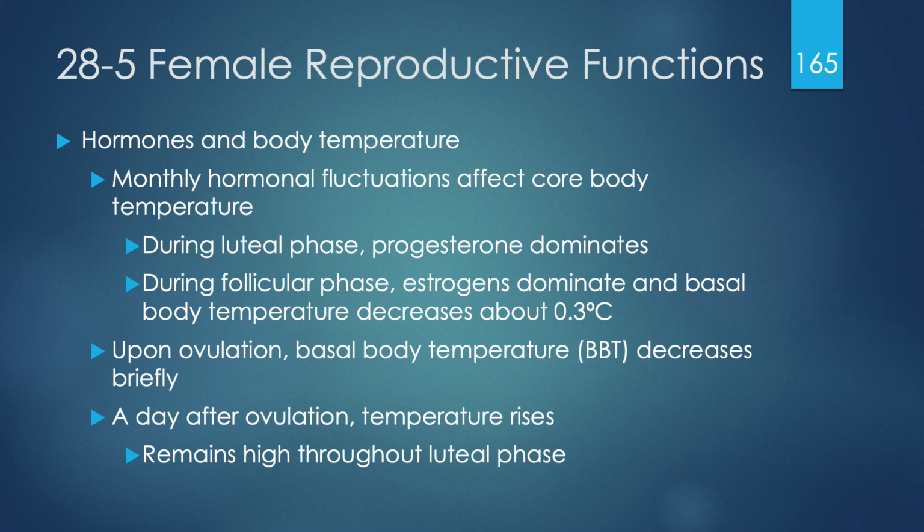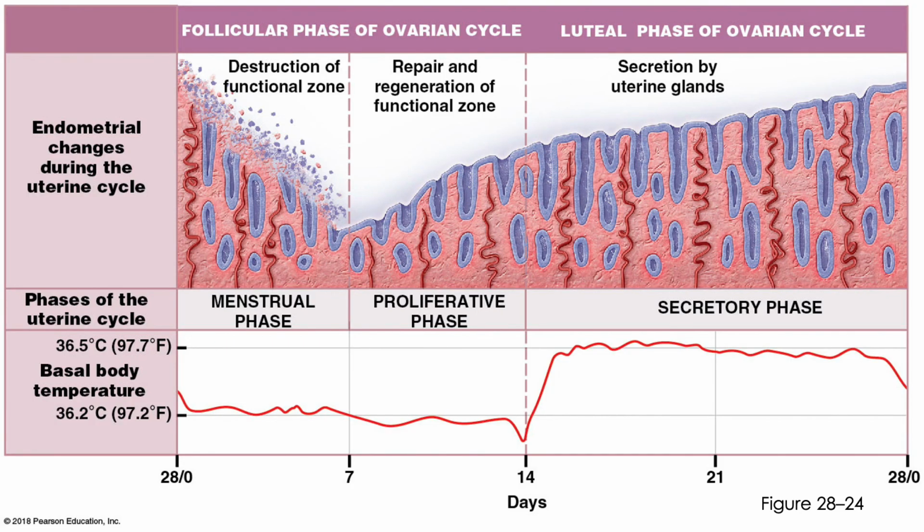So let's look at the lower component of figure 28-24 so we can evaluate how the endometrial changes correlate with basal body temperature. What we see up at the top here, at the very beginning in the menstrual phase, is that the functional zone of the endometrium is destroyed.